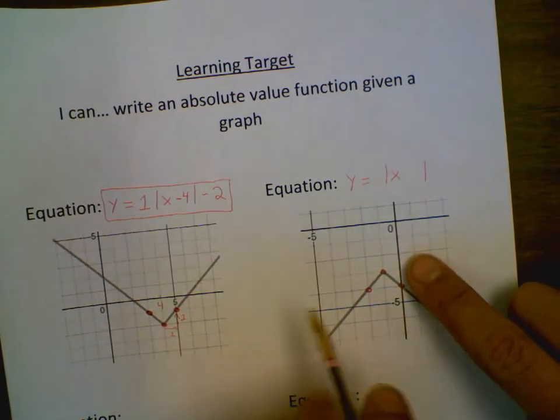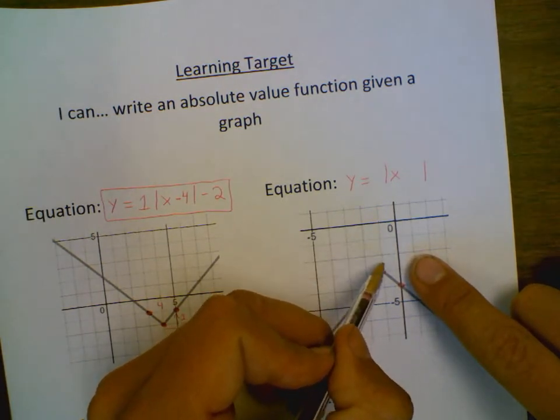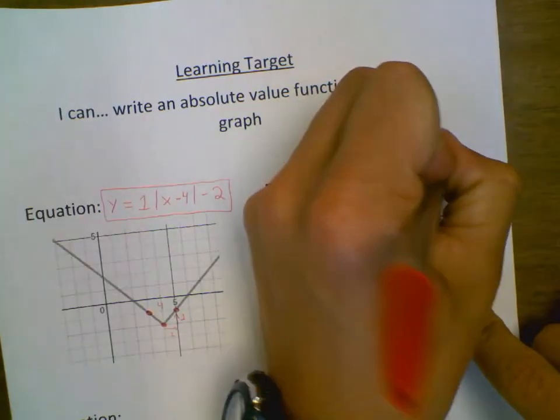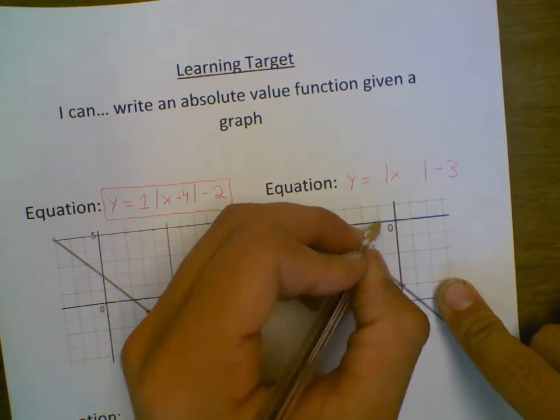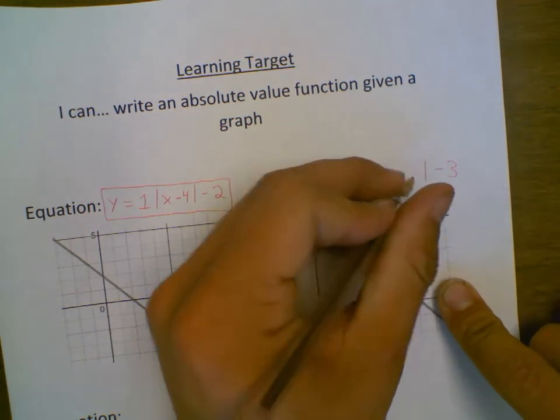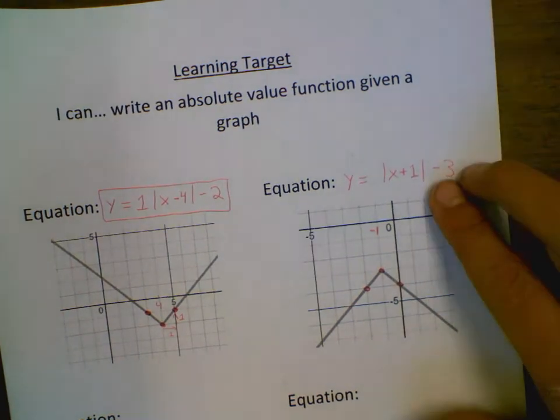So when I look at this, it's going to go left 1 and then down 1, 2, 3. So negative 3 on the end moves me down 3. And then I just have to think about what moves me left 1. Well, left 1 is negative 1, so it's the opposite. It's going to be positive 1. Okay, so the shifts give me this first point.